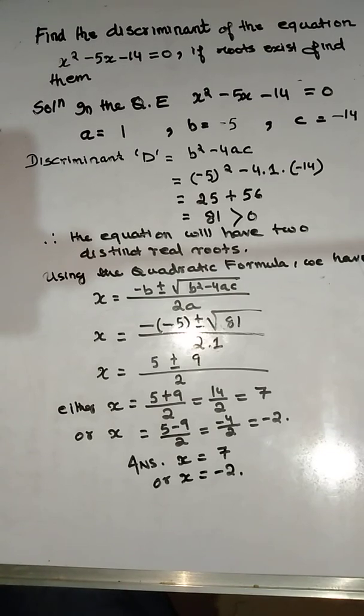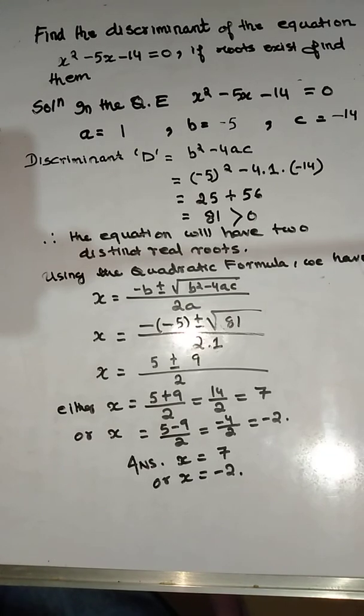We will continue in the next video on finding the roots of the equation. If you get the discriminant as equal to 0, how to get two equal roots.